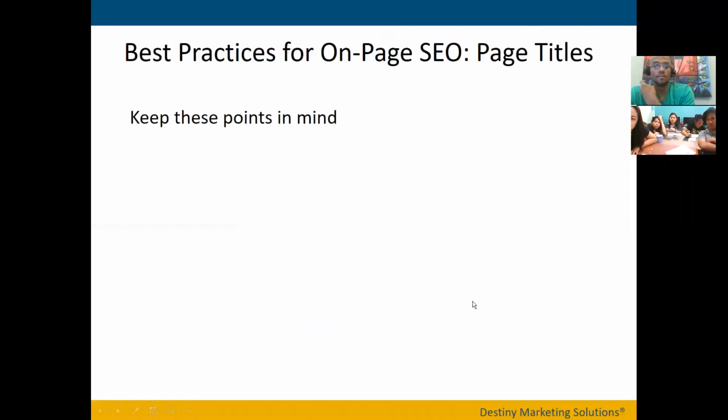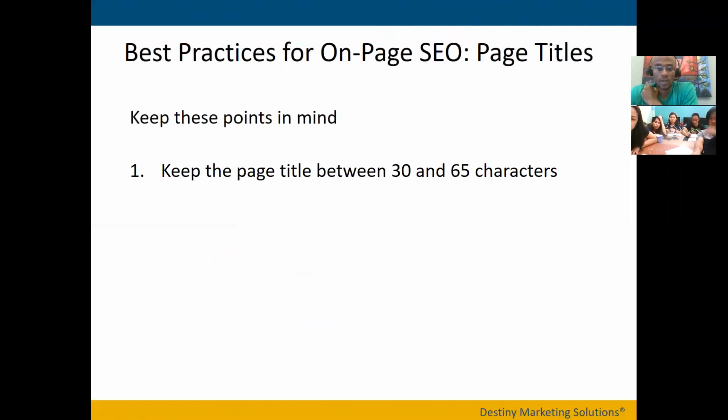Keep these points in mind when you're optimizing for page titles. Number 1, you want to keep the page title between 30 and 65 characters. I wouldn't worry about writing this down right now. You'll have the deck to refer back to later.